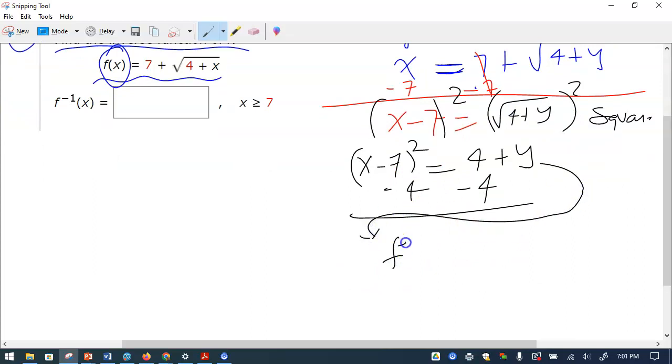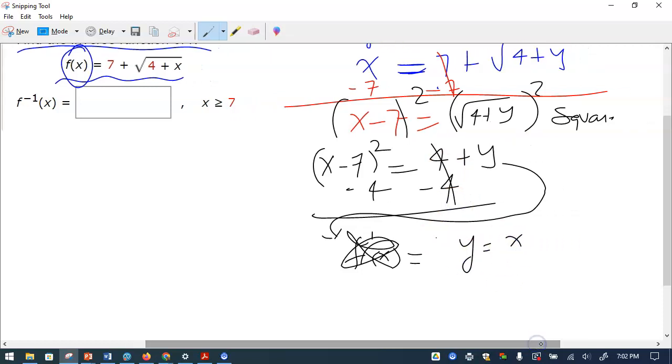And this y, I'm going to write here y. At the same time, I'm going to write the shortcut and say that's f inverse of x. Let me write the whole step then. This goes away and you get y equals (x minus 7) the whole square minus 4. And so we have a new function.